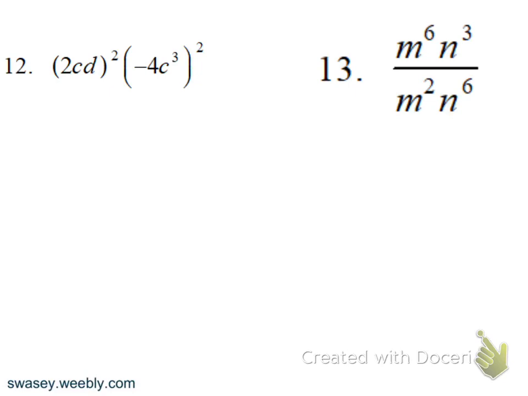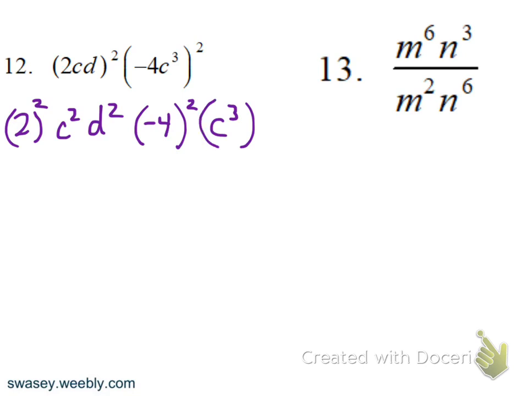Number 12, we've got a product to a power, so 2 has to be squared, c has to be squared, d has to be squared, and then negative 4 c cubed has to be squared. 2 squared, 2 times 2 is 4. Negative 4 in parentheses squared is 16. Power to a power, multiply exponents. 3 times 2 is 6.